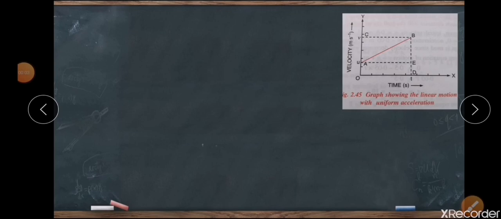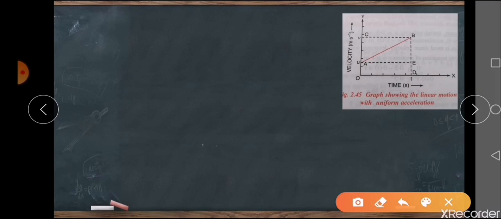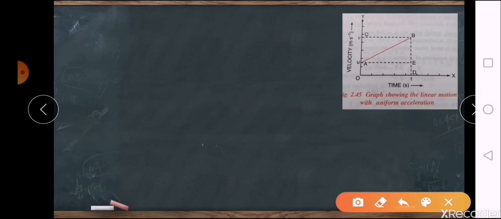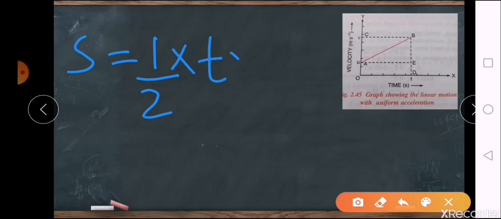Now in the equation which we got, we are going to substitute for OA is equal to U, then base OD is equal to T, then sum of parallel sides OA plus BD will be equal to U plus V or V plus U. Let's see how we get the equation when we are going to substitute these values. Now according to what we have written, S will be equal to half into OD, which is T, and sum of two sides will be V plus U, right? So this is what we are going to get.